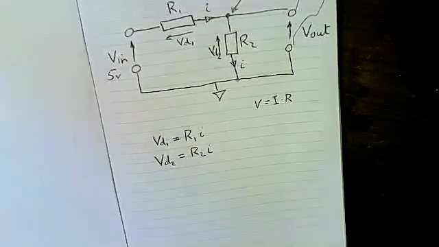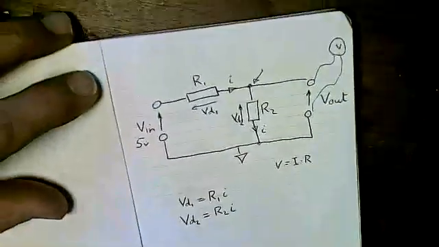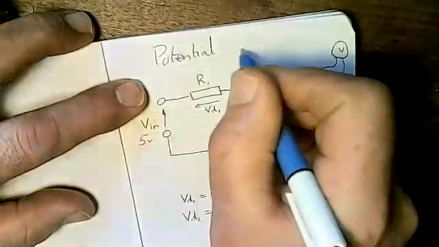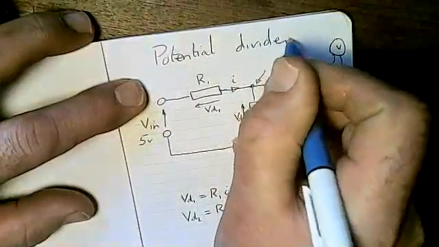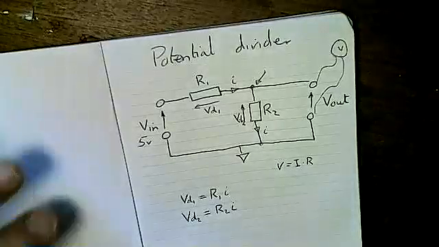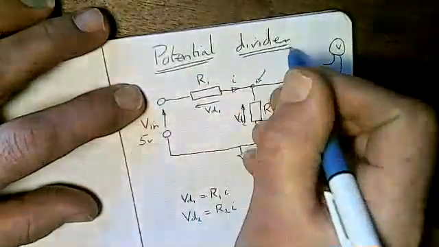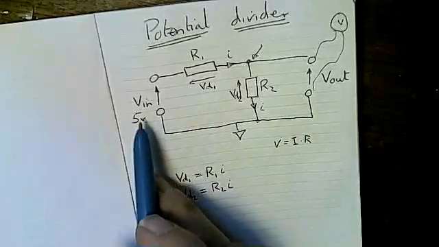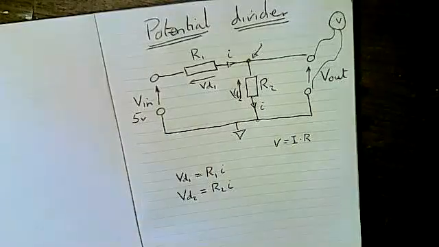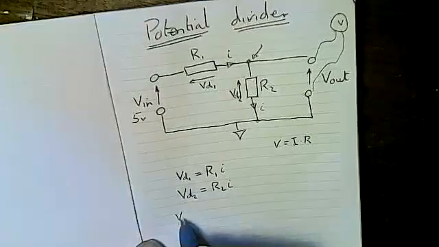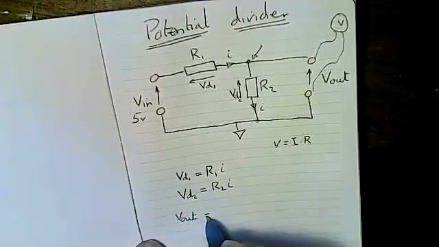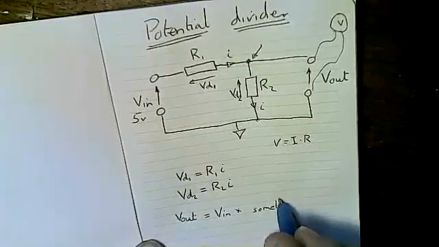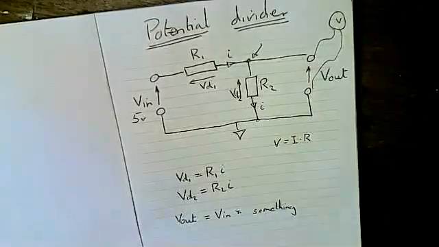So we're back to our example problem, what's called the potential divider problem. And from the potential divider, what I'd like to have is an expression that relates V out to V in. In other words, I'd like something of the form that says V out equals V in times something. That's the expression I'm looking for.